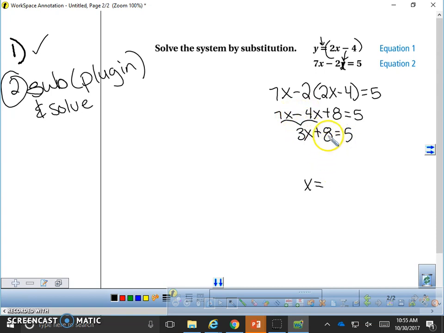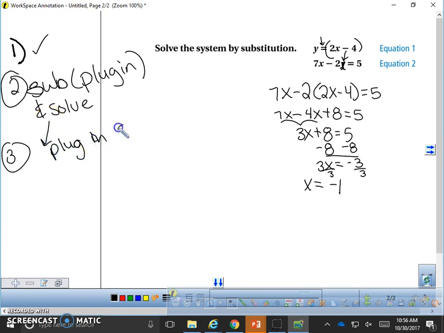Okay. Undo addition or subtraction. Take away 8. All right, 3x equals 5 minus 8, negative 3. Okay. Divide by 3, x equals negative 1. Now step 3, plug in and solve. We're going to plug this one back in, and we're going to solve again.